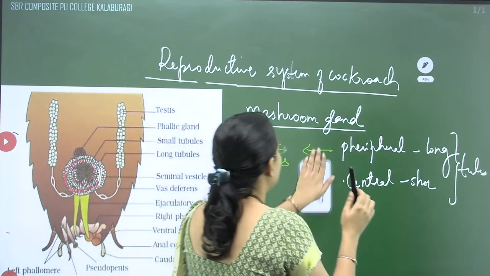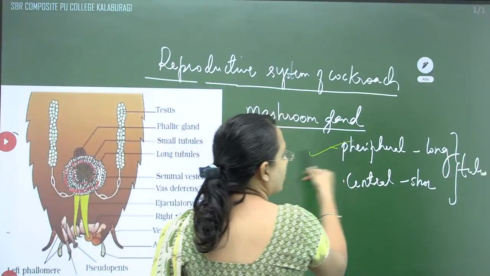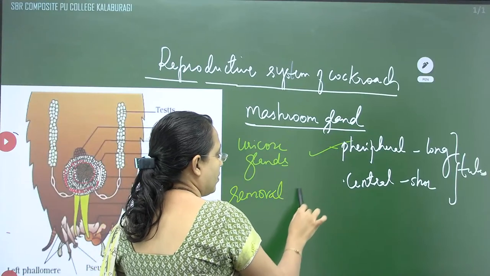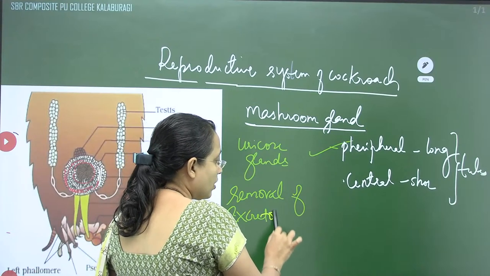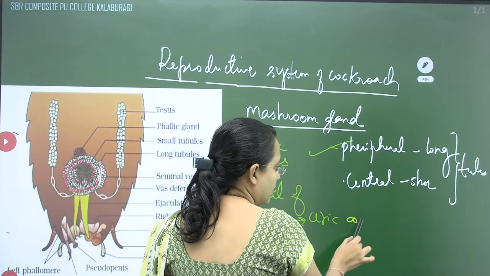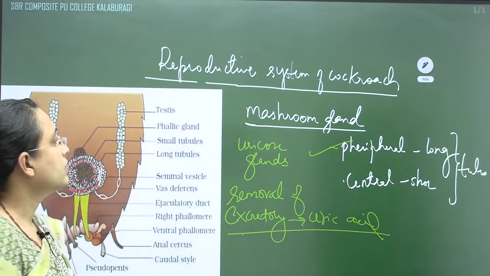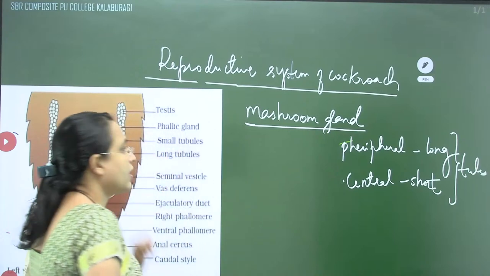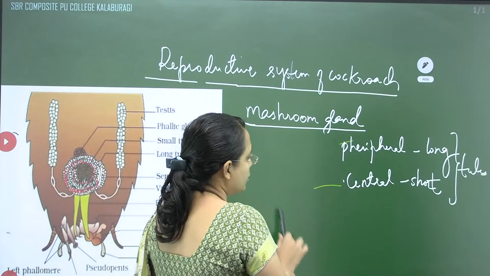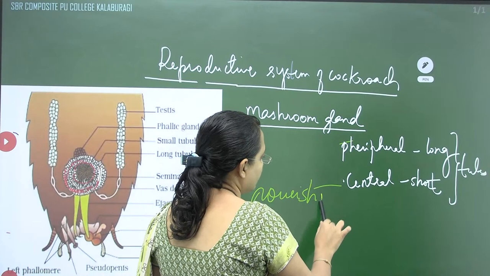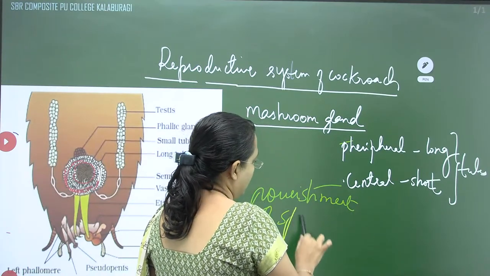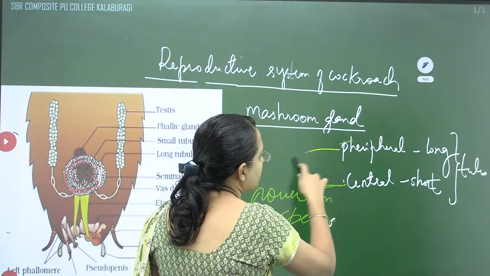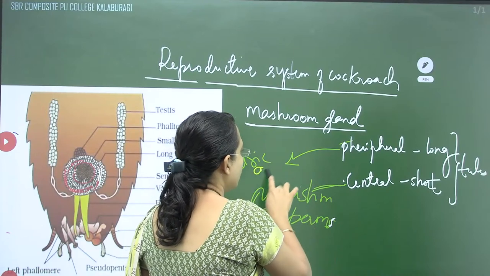And this gland is located here in the peripheral long tube. The main function of this gland is removal of excretory waste. So, which is the excretory waste produced? Uric acid. Uric acid is produced. So that was about the long tubes. In the central region, they are short tubes. They produce fluids that will help in nourishment of sperms. So this is going to help in nourishment of the sperms. So this has one function, this also has another function. This mainly stores the uric acid.